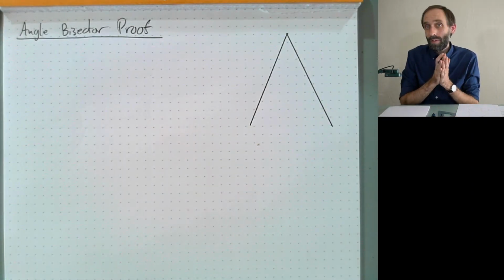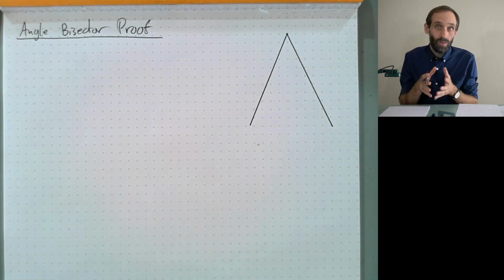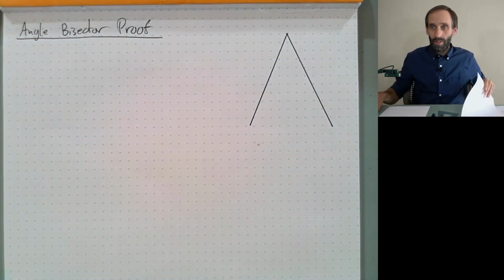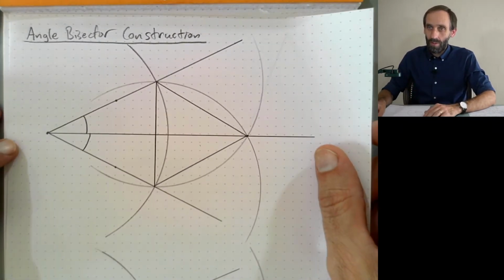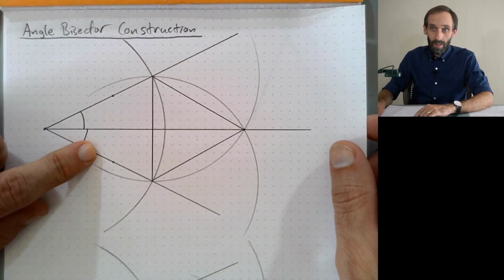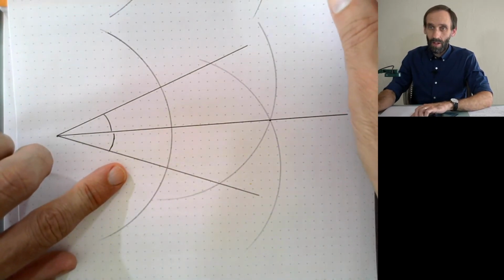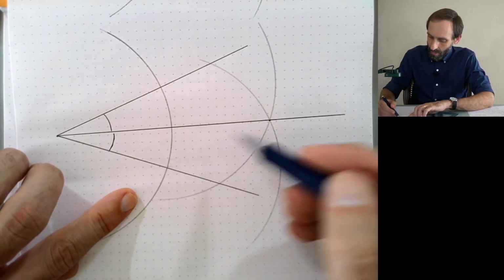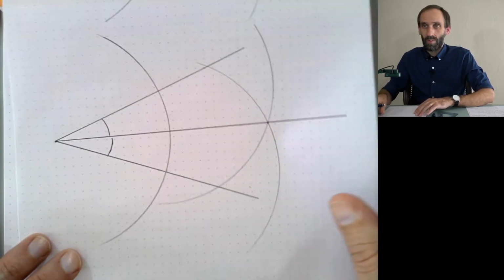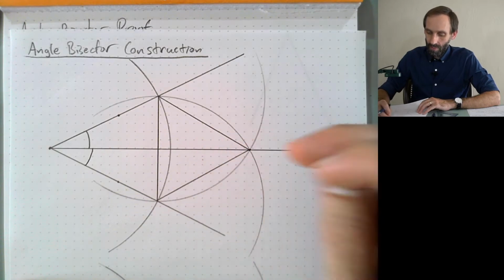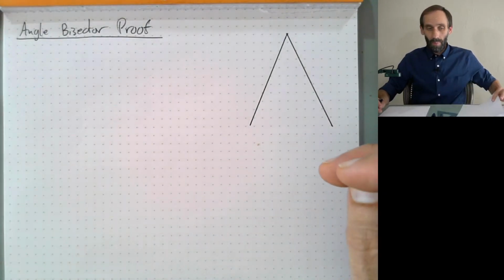Okay, now that we have finished with the construction of the angle bisector, we're going to move on to the proof. Now, as you recall, I showed you two different constructions. The first one is based on an equilateral triangle, and the second on a rhombus. Basically, if you connected these points and these points, you'd end up with a rhombus. I'm going to base my proof on the first one, the equilateral triangle construction.